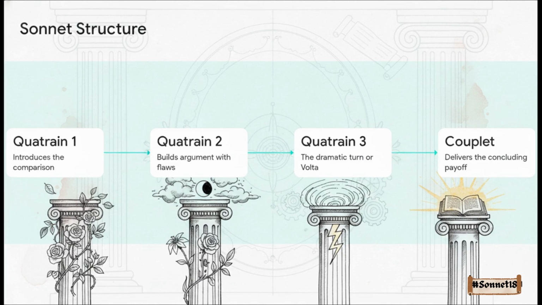And this brings us right to the macro structure of the poem. Think of a Shakespearean sonnet like a perfectly balanced 14-line machine, built using 4 functional architectural units. Step 1 is the first quatrain. That's a 4-line unit that sets up the comparison. Step 2 is the second quatrain, which builds the argument by listing out flaws. Step 3 is the third quatrain, where we get this dramatic twist in the logic. And finally, step 4 is the rhyming couplet, just 2 punchy lines that deliver the concluding payoff. It is an incredibly precise mechanism for delivering a rhetorical argument.